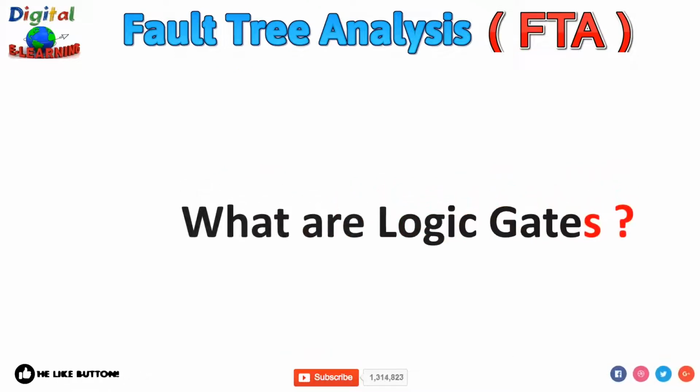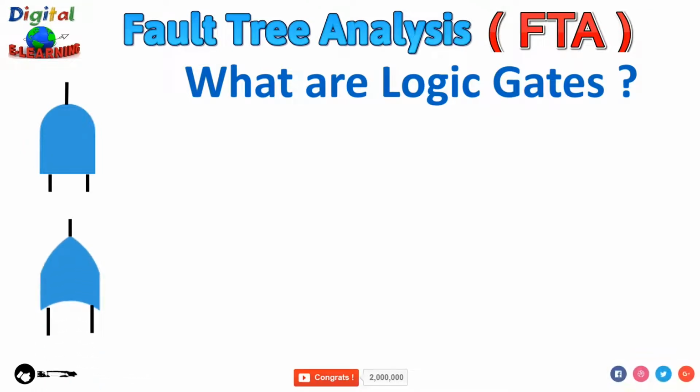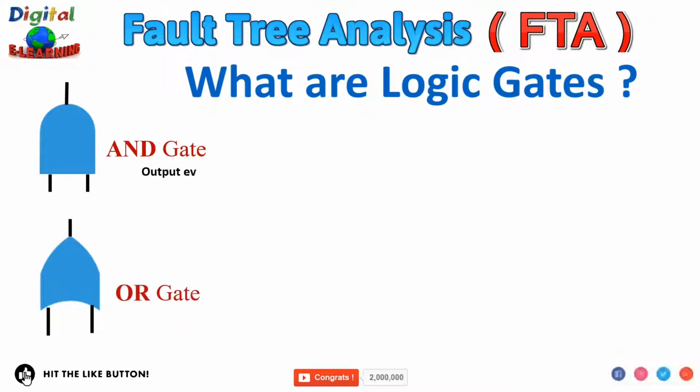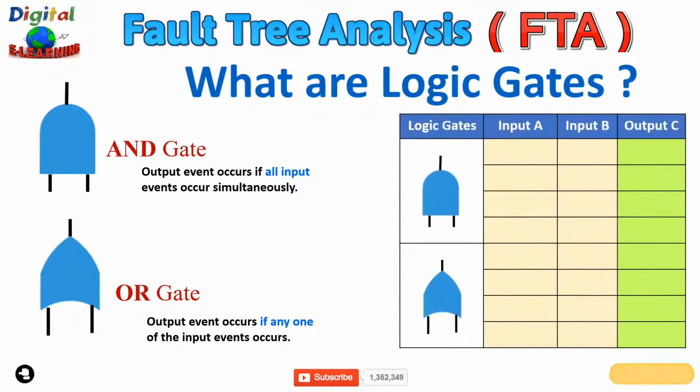So what are logic gates? As we have seen the events, there are normally two types of logic gates that are widely used while creating an FTA. One is the AND gate, another is the OR gate. The AND gate says the output event occurs only if all the input events occur. The OR gate says the output event occurs if any one of the input events occurs. Let's try to get a clearer picture of the AND gate and OR gate.